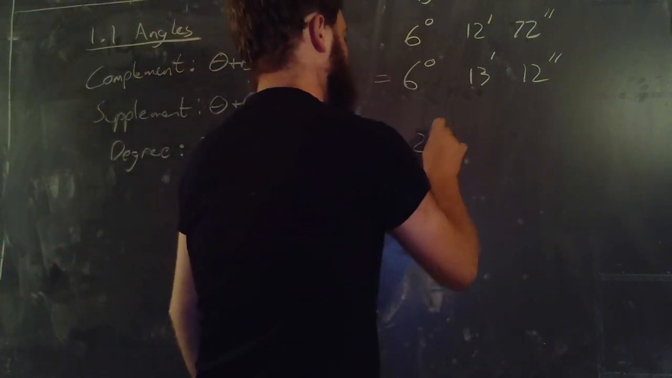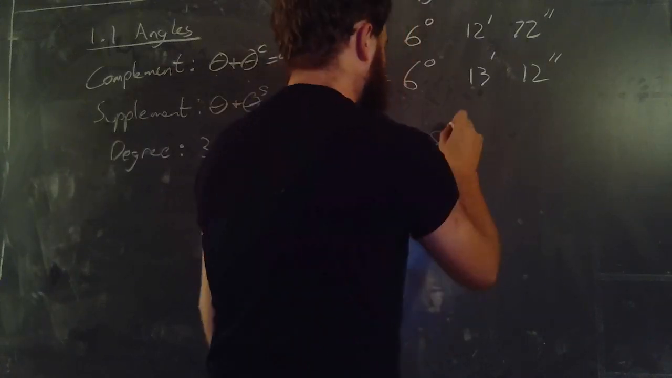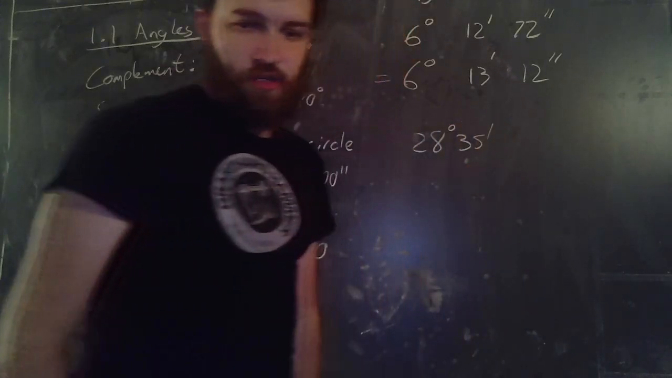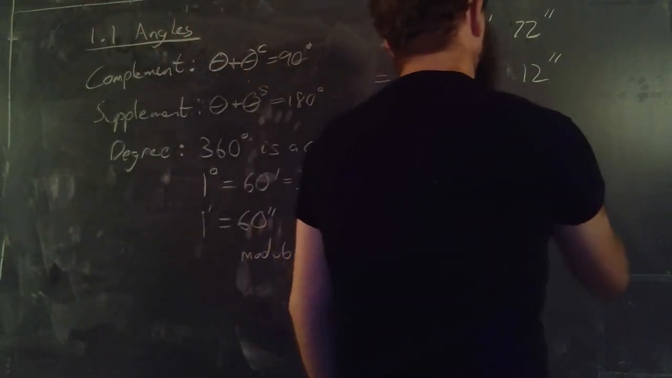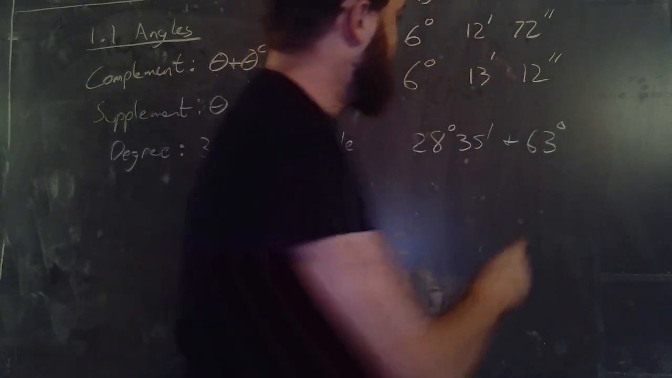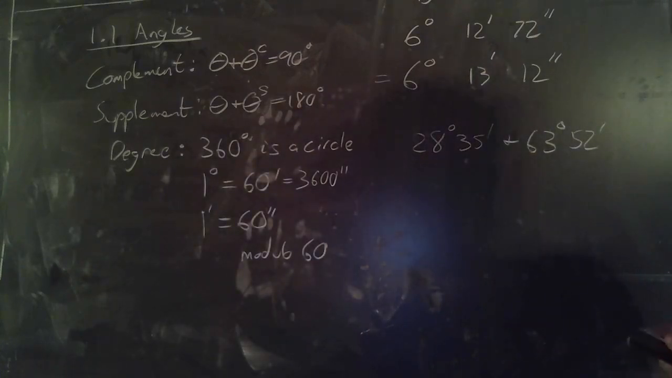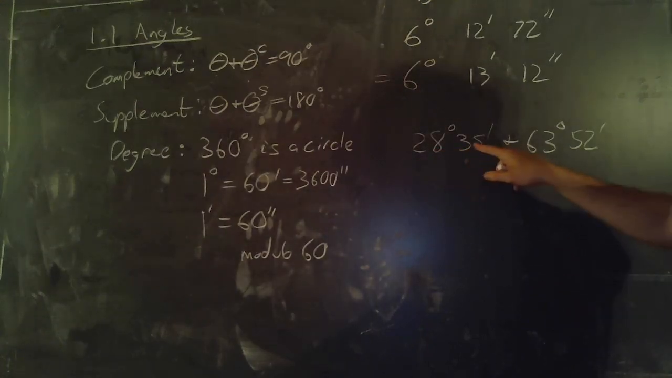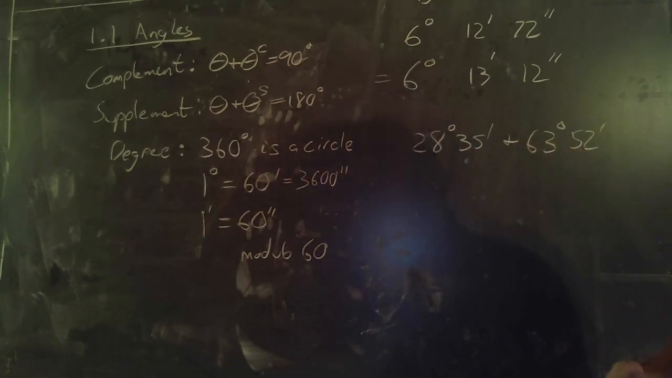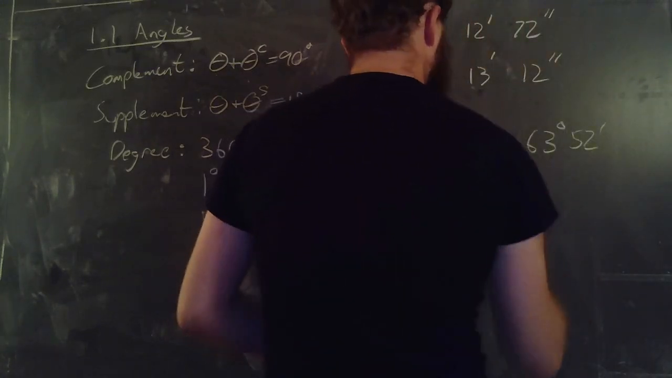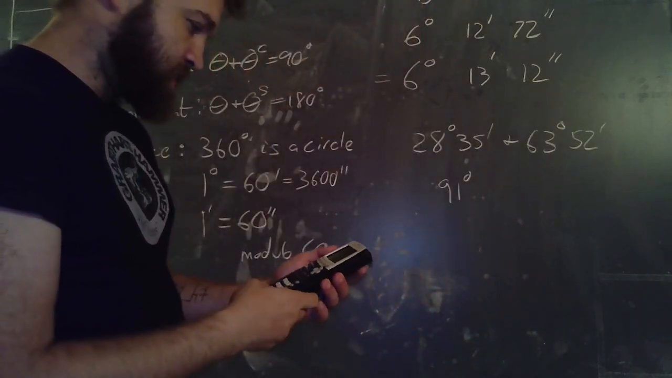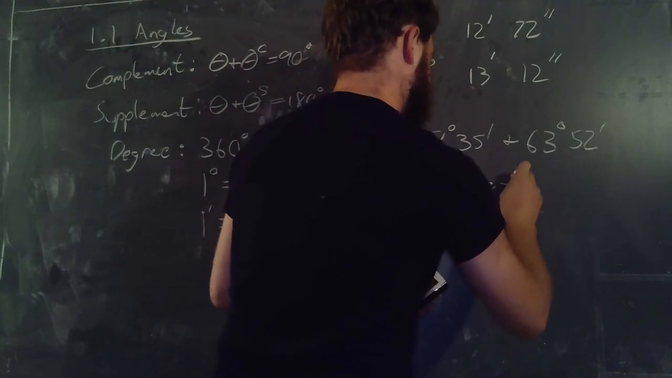For example, we can have 28 degrees, 35 minutes, which is usually written this way, plus 63 degrees, 52 minutes. And if I want to very quickly get the answer to this, I just add the degrees to the degrees and the minutes to the minutes. You can think about these like similar units, so they can be added. So 28 plus 63 will give us 91 degrees, and then 35 plus 52 will give us 87 minutes.